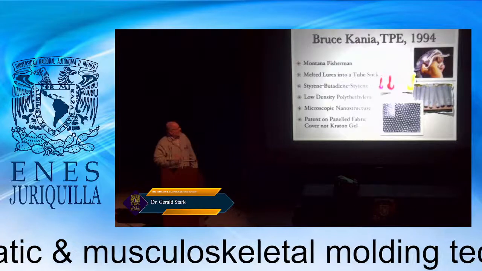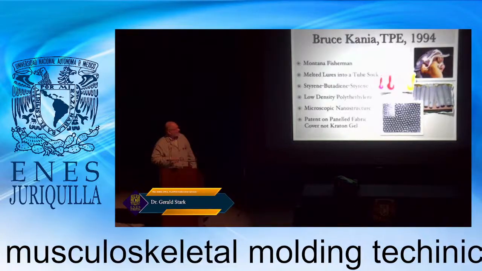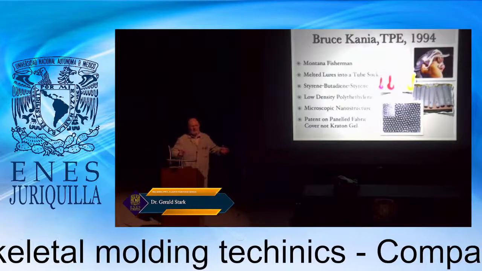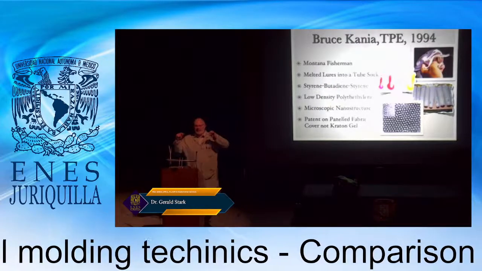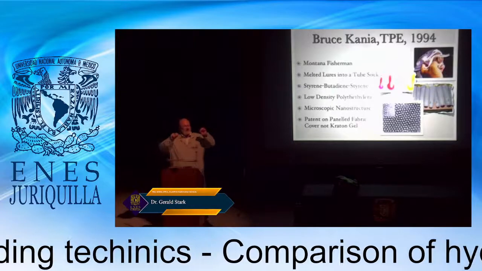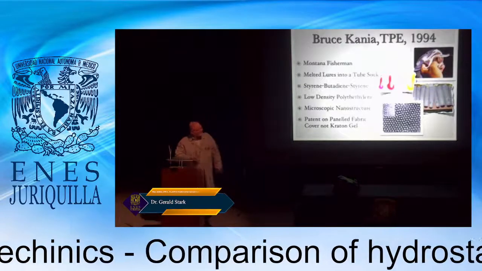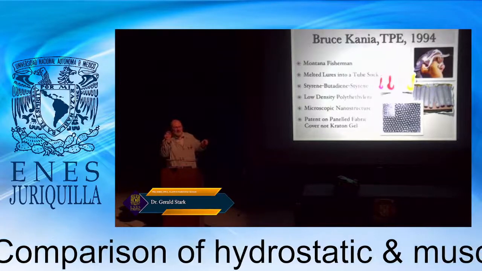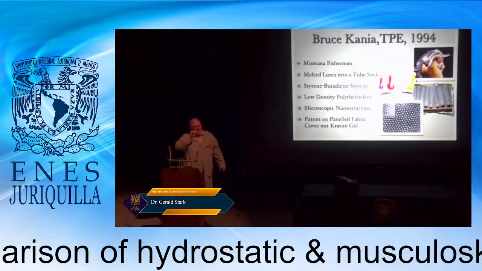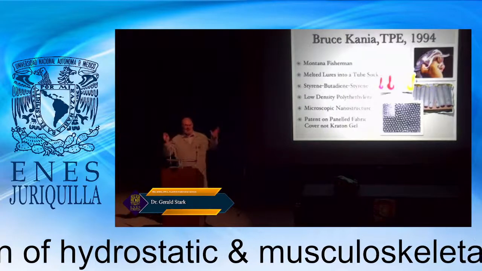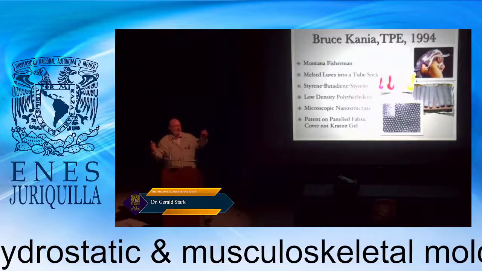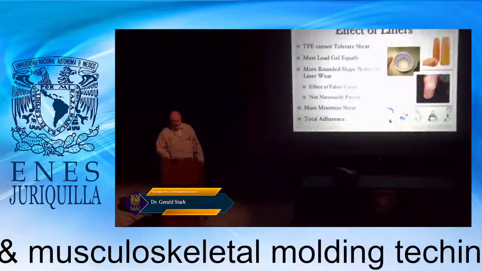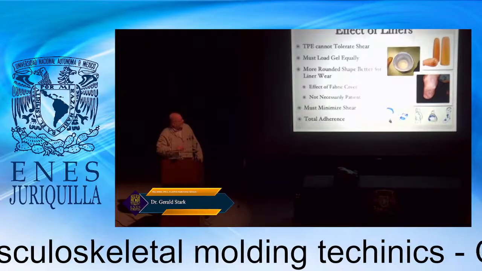But the TPE, which is thermoplastic elastomer, is a nanostructure of butadiene, styrene, and butadiene. Butadiene being rubber, styrene being a thermoplastic. And this was how they were arranged. So the butadiene is like coils of springs, and the plastic is like little blobs that would adhere. So we created a hybrid material that was both a thermoplastic and a thermoset. And that's when you see the effect of liners.